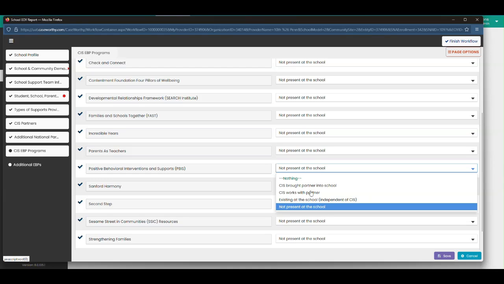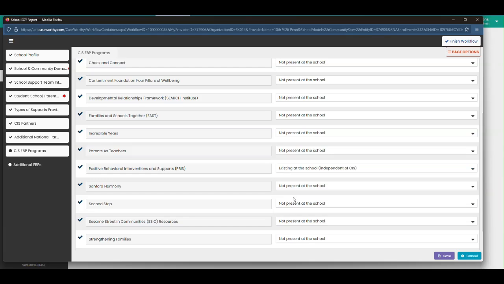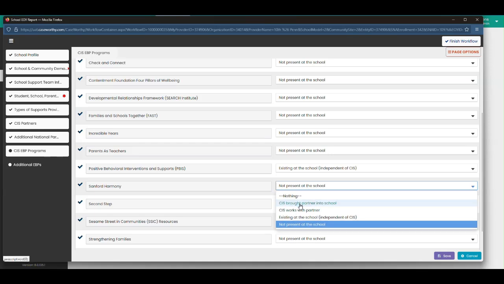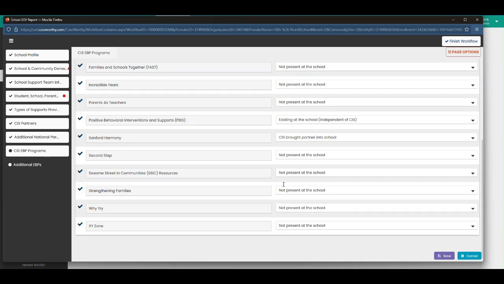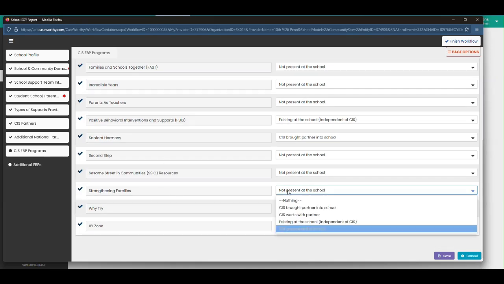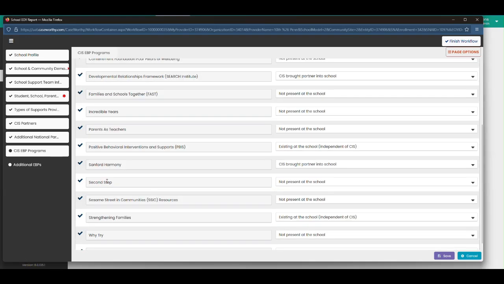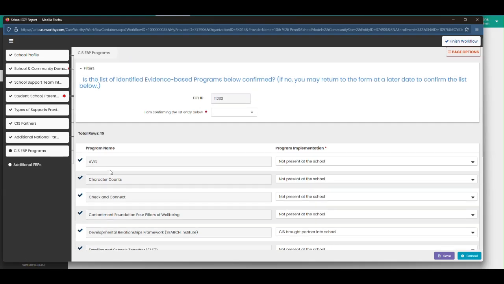We may work with them. We may not have any relationship with them. So whatever your relationship is with PBIS, if it's there, you can indicate that it's there. Sanford Harmony, say we brought this into the school. We brought developmental relationships. And that's that. So similar to the partners, leave all the checks checked there. And then once you've made all of your selections, go back up to the top and confirm yes or no about whether it is confirmed.